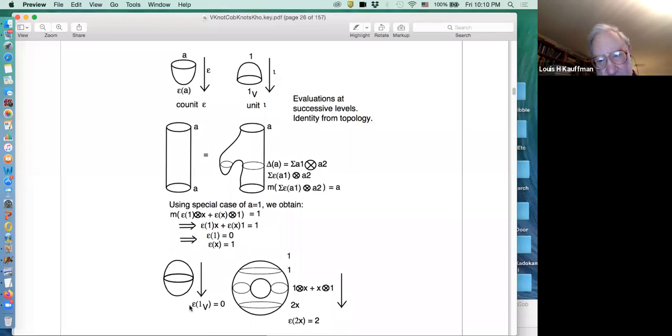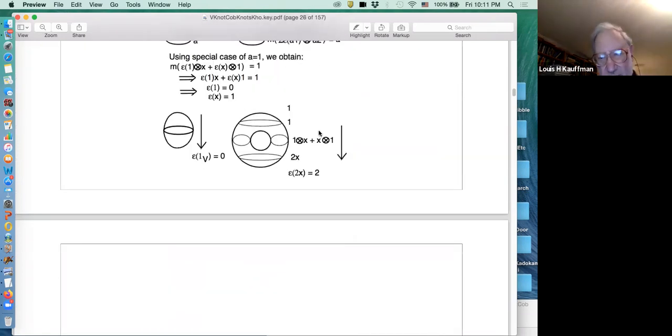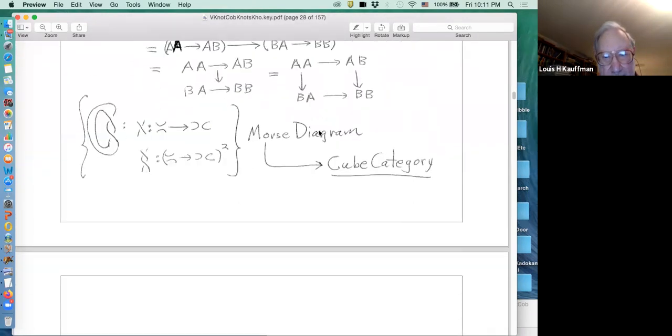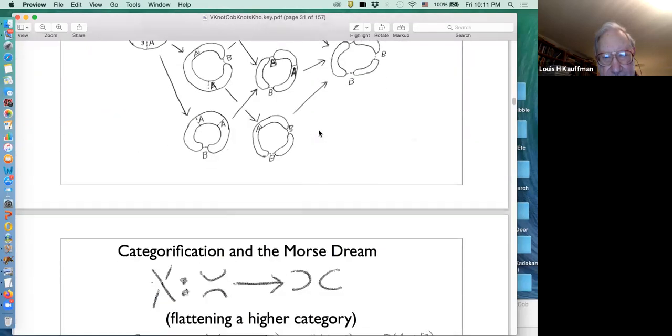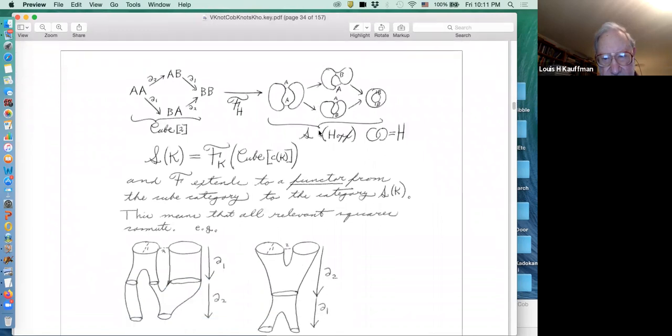And we pointed out that if you have a sphere, then you go from 1 to 1, and then you take epsilon of 1, but epsilon of 1 is 0. So that means that a sphere's evaluation is 0, but a torus's evaluation is 2. And a higher genus surface evaluation is 0. And with that, we can look at some examples.